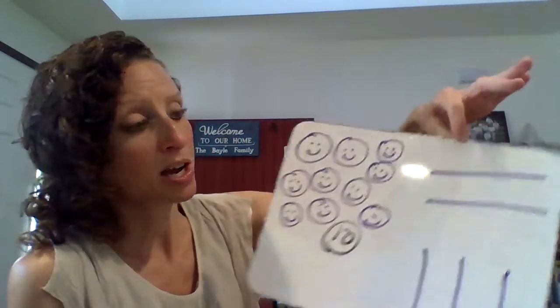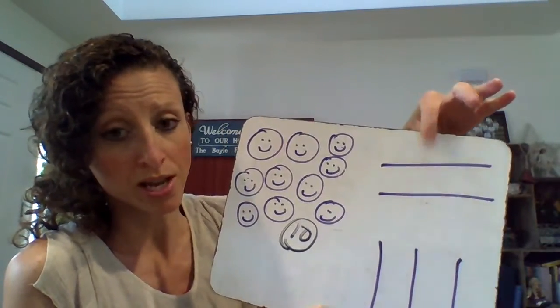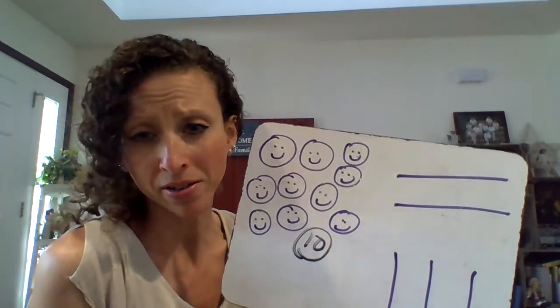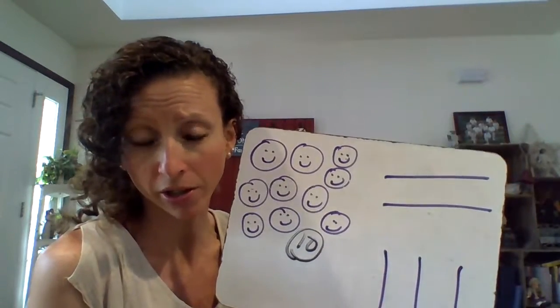Now if you look, I have drawn 2 rows. That means I have to split these into 2 rows. Some of you have caught on to this and you don't need to cross them off any longer.